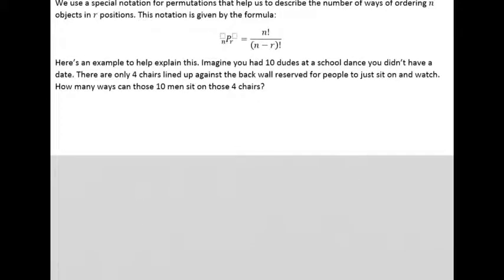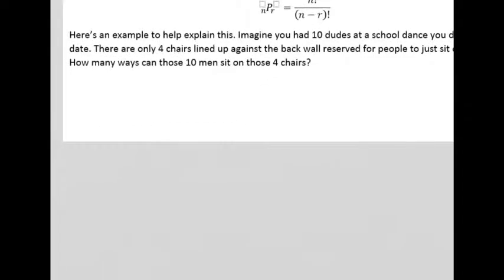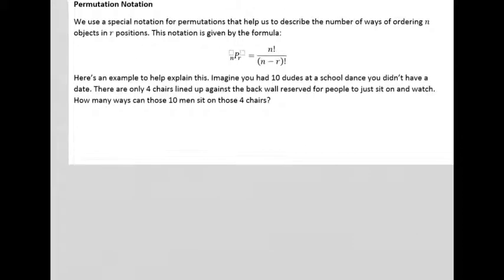Anyways, the teachers who set up the dance didn't think that there would be that many people who didn't have dates. So they only put 4 chairs up against the back wall. Only 4 chairs up against the back wall. How many ways can those 10 guys sit in those 4 chairs? The same as the 4-digit password. This would be the exact same as the 4-digit password, right?